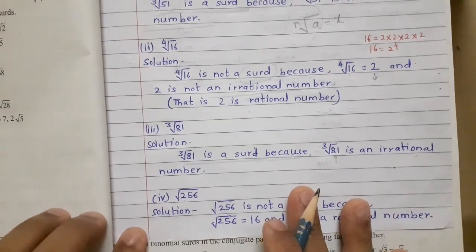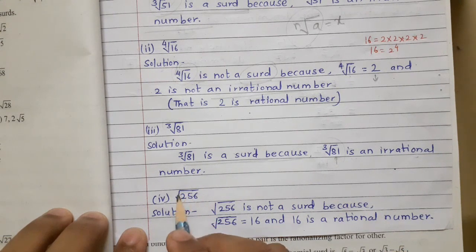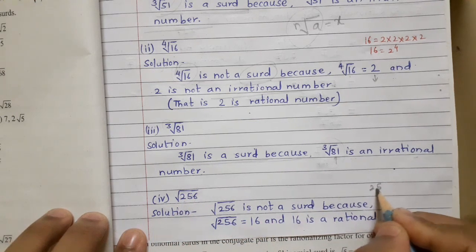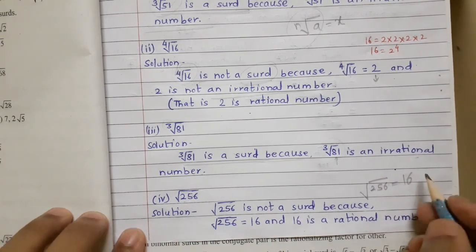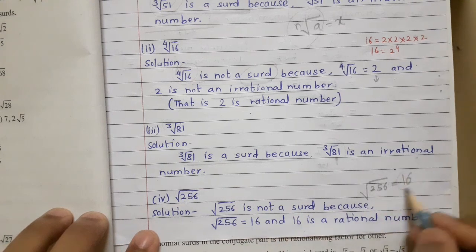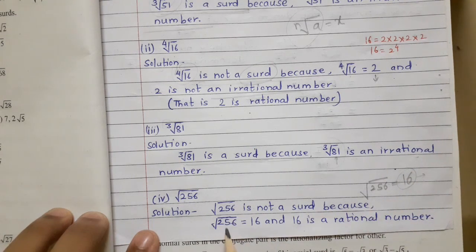Fourth example, square root of 256. See, square root of 256 is not a surd, because we know that 16 squared is 256. So we can say that here 16 is a rational number, so the square root of 256 is not a surd.